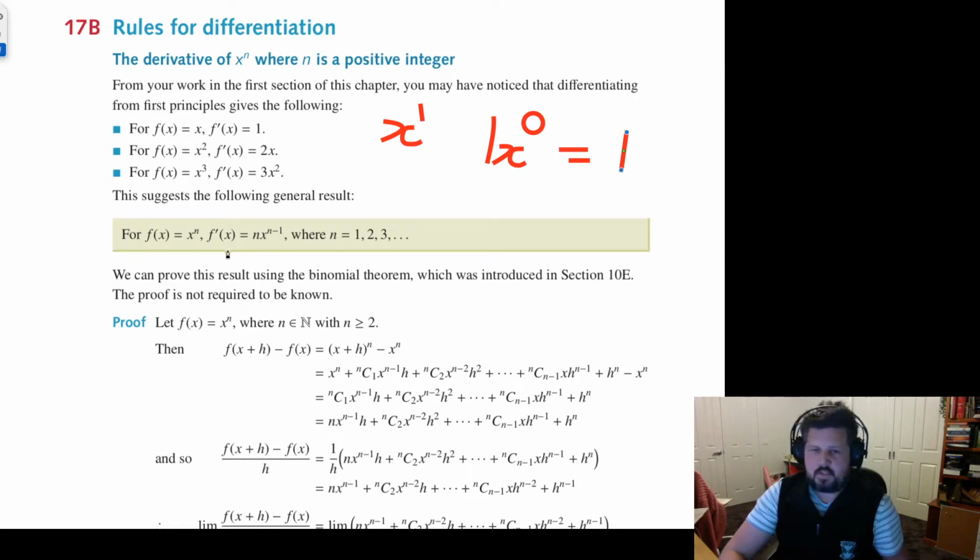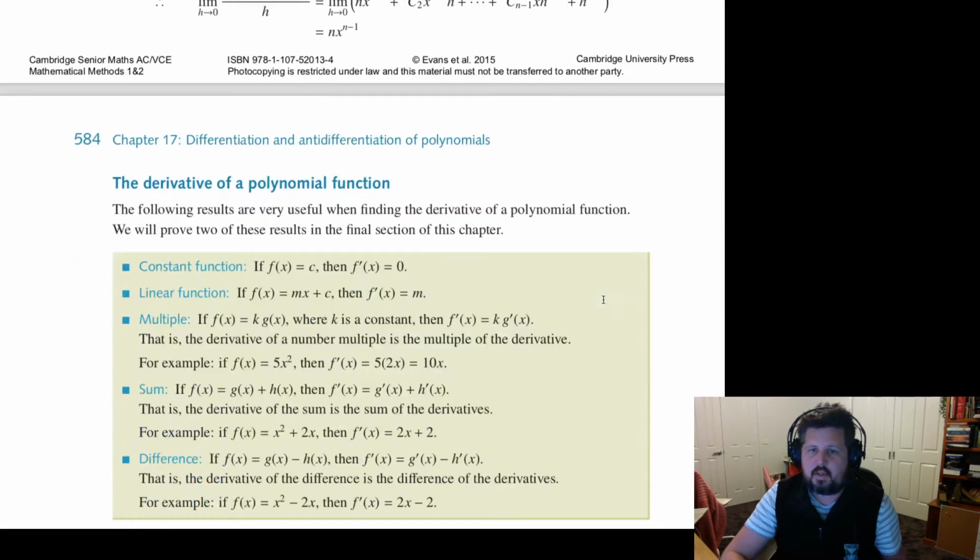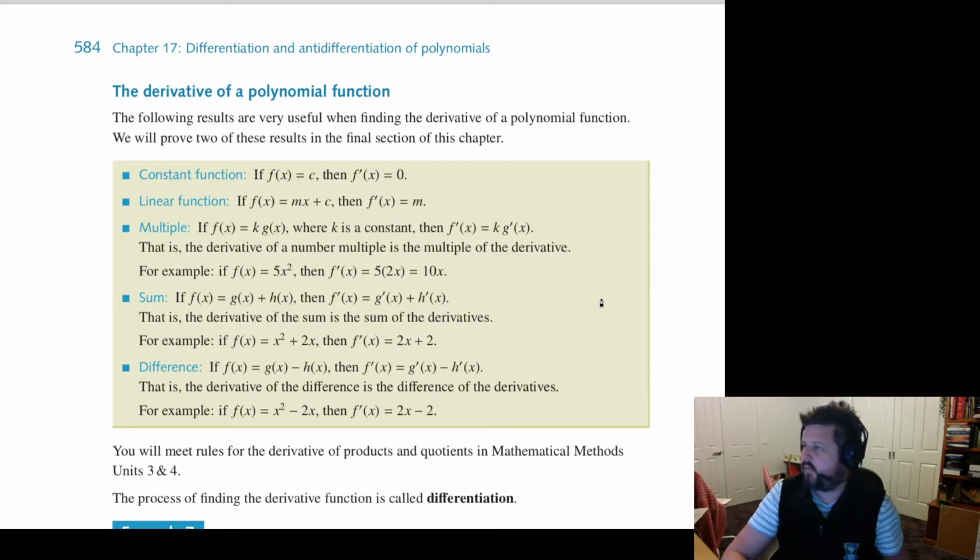Alrighty, the good news is there's a nice big theorem to prove that. If you are happy to look through that, you can do that in your own time. What we need to look at in particular, first of all, is how we handle certain different aspects of these derivative functions. So, it says here the derivative of a polynomial function. There's certain types of things that we need to do.